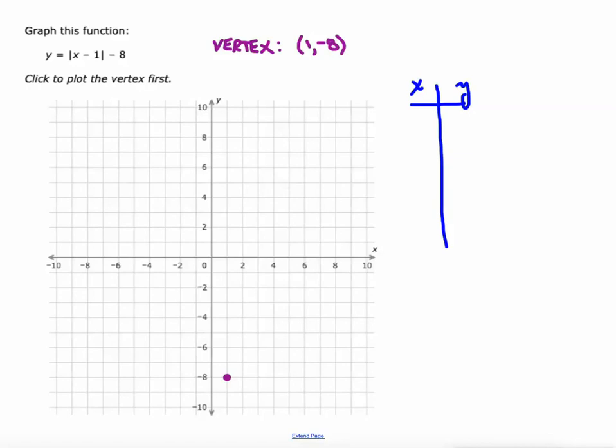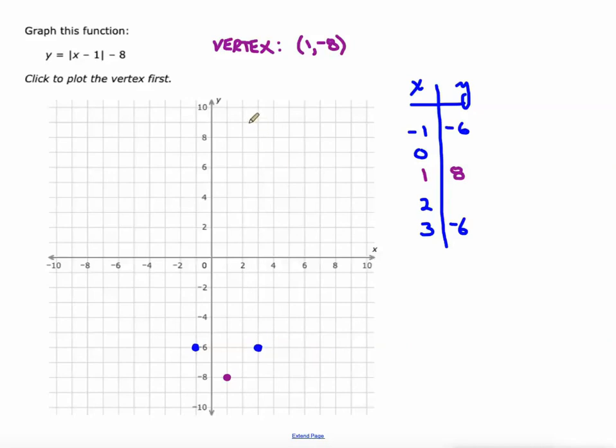So I'm going to use 1 as my middle there. And I'll plug in a couple values on either side, 0 and -1, and we'll plug in 2 and 3 as well. -1 minus 1 is -2. The absolute value of that is 2, and 2 minus 8 is -6. So -1, -6. Watch what happens when we plug in 3. 3 minus 1 is 2. The absolute value of 2 is 2, and 2 minus 8 is -6. So 3, -6 as well.